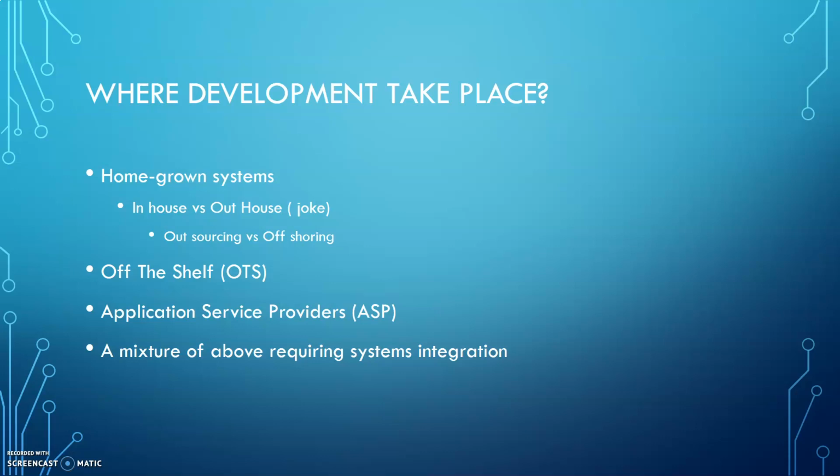Application service providers would be ones where we don't have a license for the software directly. We're paying a company to provide that service for us. And what system integration would be is taking the mix of these: software that we develop in-house, software that we acquire, and services that we acquire, and getting them all to work together would be part of systems integration.